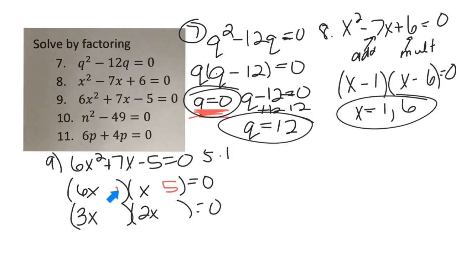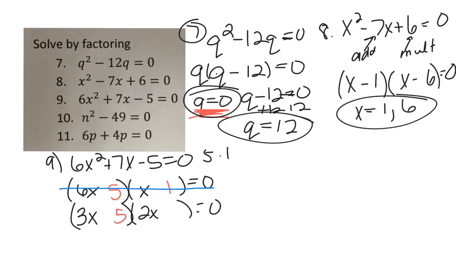That would be 30 and 1. That's not going to work. So let's try 5 and 1. My outside is 6, my inside is 5, that's 11 if I add, it's 1 if I subtract, so again, that doesn't work. So that means this one is not the correct factorization. Let's try the next one.